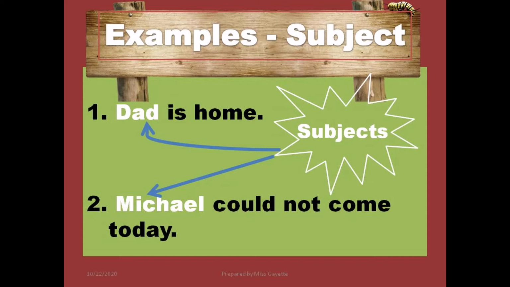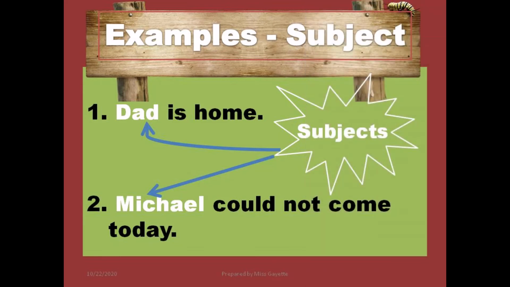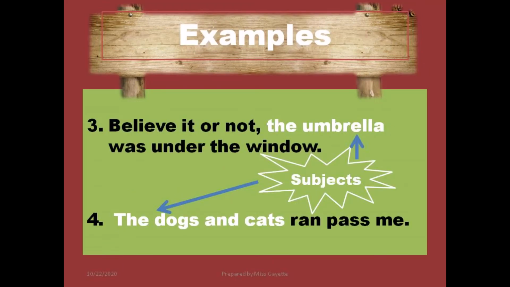Okay, now let us look at a few examples of subjects. Number one, Dad is home. Who are we talking about in this sentence? We're talking about Dad, therefore Dad is the subject in this sentence. Number two, Michael could not come today. Who are we talking about in this sentence? Michael, and we're saying that he could not come today. So the fact that we're talking about Michael becomes the subject of the sentence.